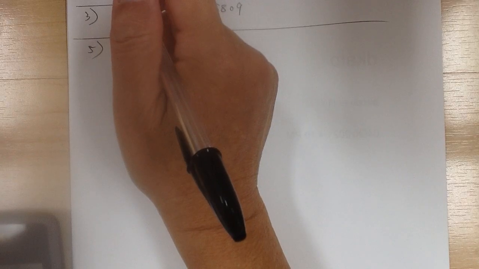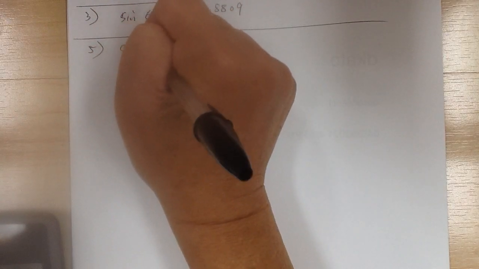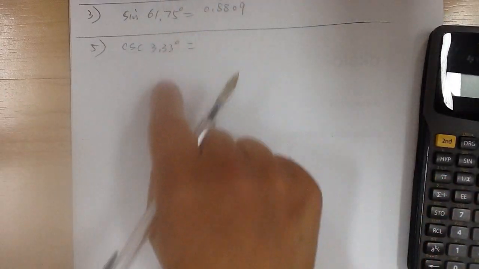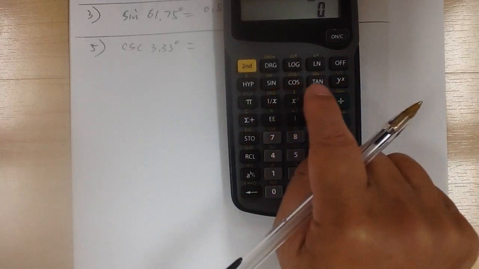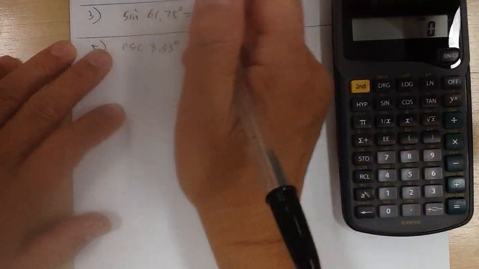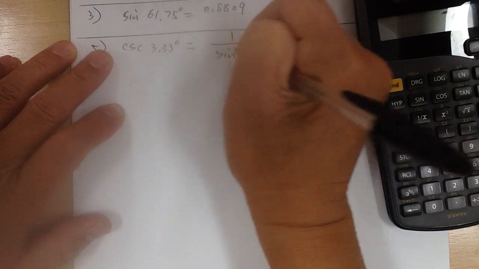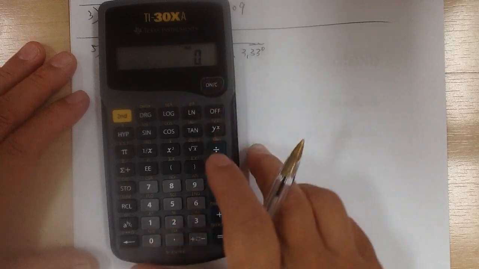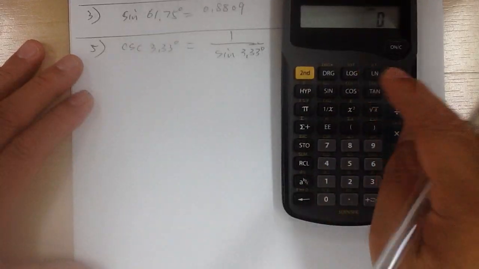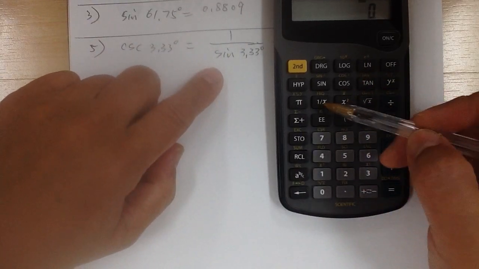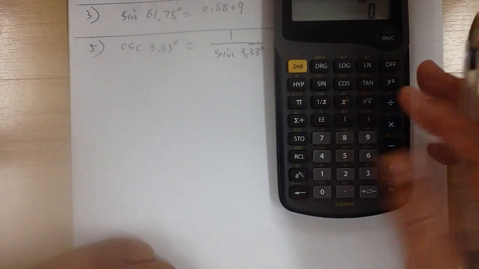Okay. Number 5. Cosecant of 3.33 degrees. Okay. Now notice on your calculator that there's no cosecant button. So first you have to convert it into sine. So this is equal to 1 over sine of 3.33 degrees. So this one you can do 2 ways. You can just go 1 divided by sine of that, or I kind of prefer to do this and flip it over. So there's a button right up here to flip things upside down. Okay. So I'm going to do that.